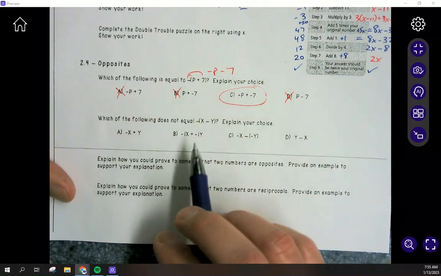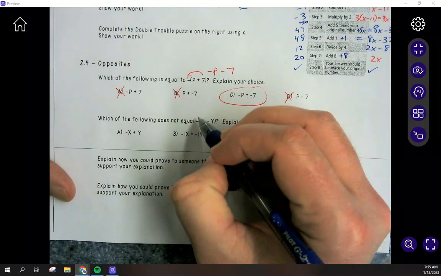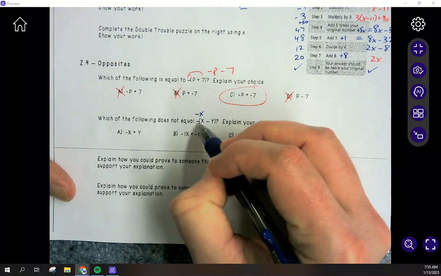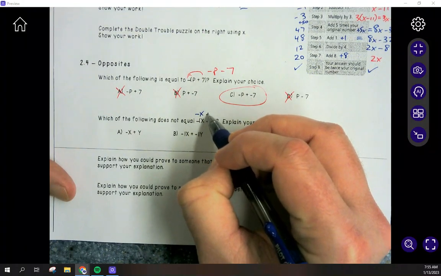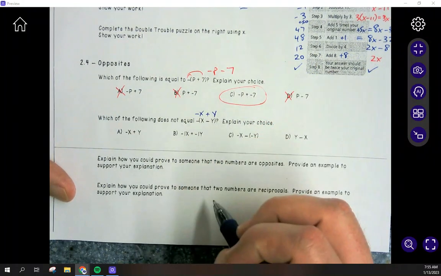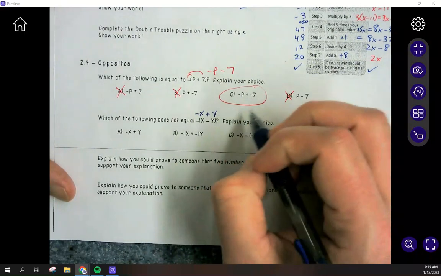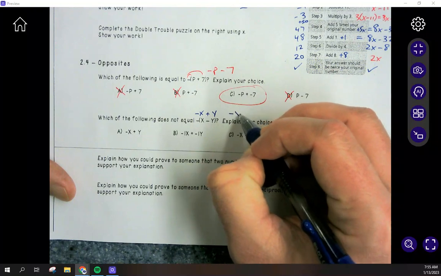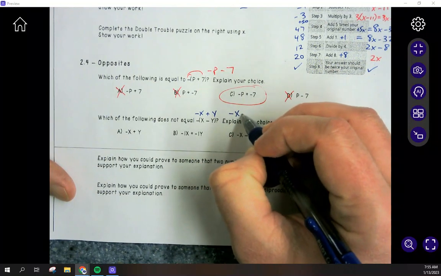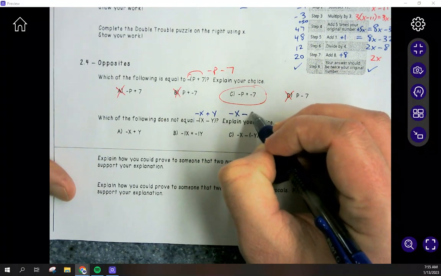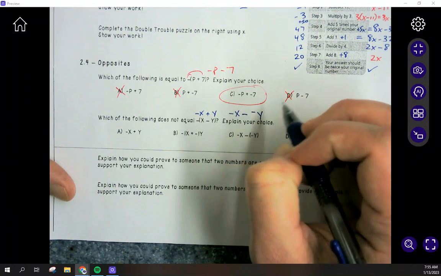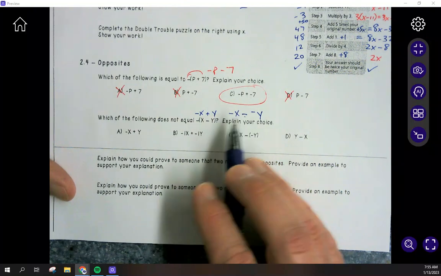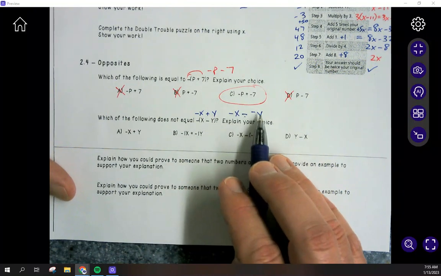Okay, for the next one, which one's not equal? So when I distribute this, it's like a negative 1. So I'm going to get negative x. A negative times a negative is a positive y. But another way to show this, adding y here, negative x, we could express this as subtraction of a negative. Okay, so we would have left this subtraction sign alone, and then negative 1 times y is negative y.